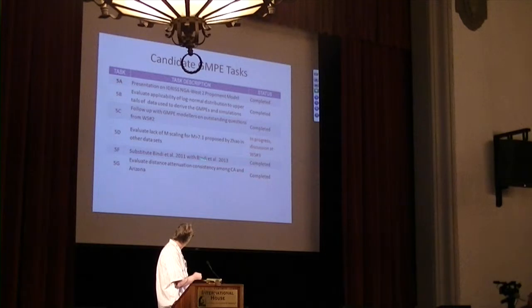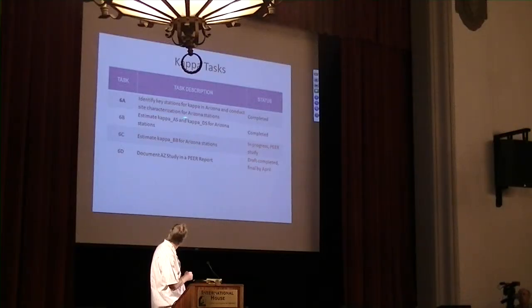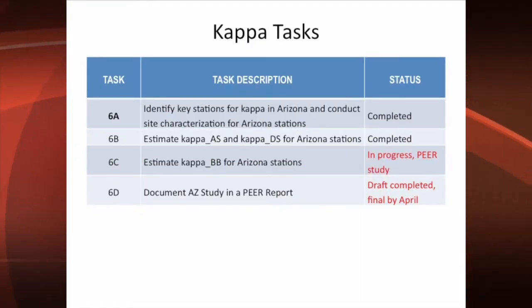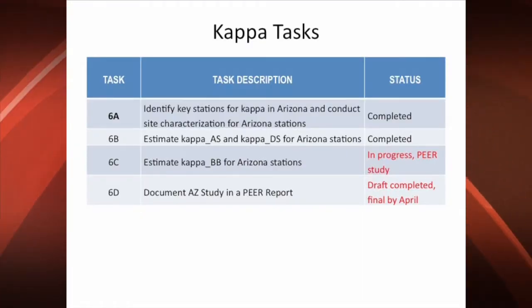Substituting Bindi with his updated model, that's done, and evaluating the distance attenuation from Arizona is done as well. Kappa tasks, again, have some parts. We've identified key stations for Arizona and had site characterization done for them. Kappa from the acceleration spectra and Kappa from the displacement spectra have been completed, work done by Olga.